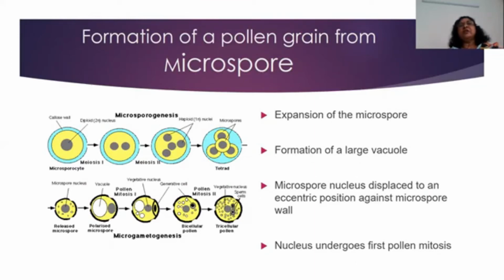has a large vacuole. Because of this large vacuole, the nucleus is pushed towards one side. You can see the nucleus is not in the center. If you follow my cursor, it is towards one side. So the position of the nucleus is eccentric. Now this nucleus, as you must have remembered, has already gone through meiosis. It's already haploid. So this nucleus will undergo mitosis.